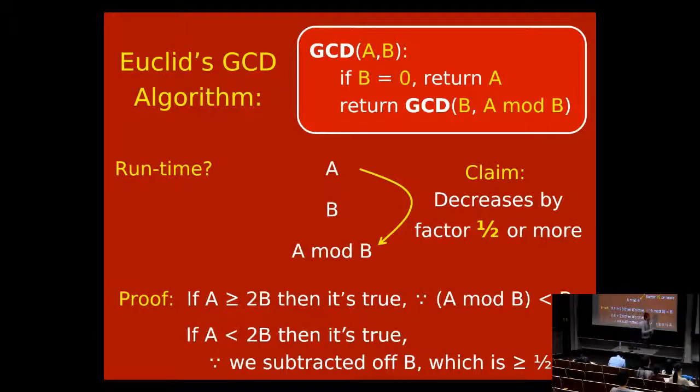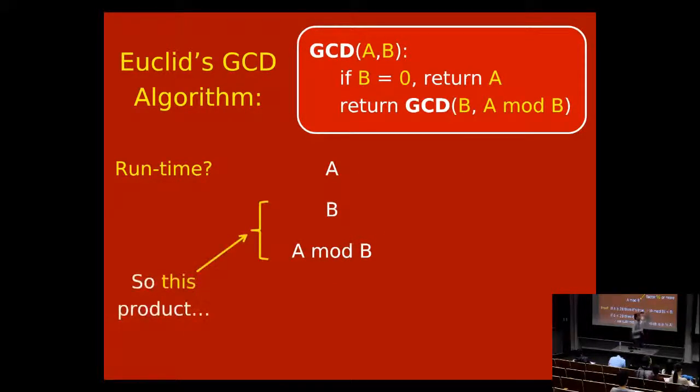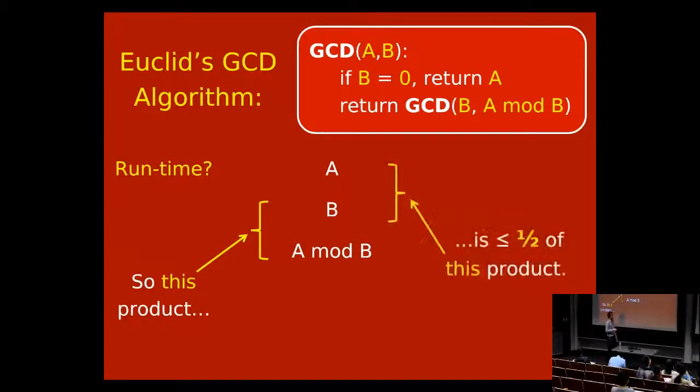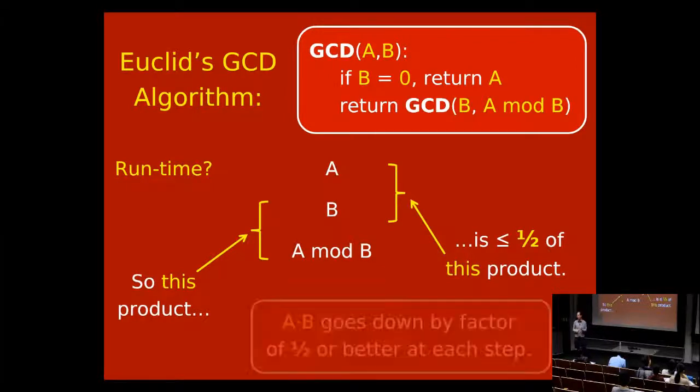So what does that mean? When we go from A and B, in the next iteration, this will be our pair of numbers. This is kind of a cute way to figure things out. This product, this number times this number, is at most half of this number times this number. Because in this product, they both contain the factor of B, so you can ignore that. And we just showed that this one is at most half of this one. So exactly what this is saying is that, as you're going along in this GCD computation, you have 2 numbers, and then you mod 1, and you get 2 new numbers, 2 new numbers, 2 new numbers. The product of those 2 numbers always goes down by a factor of half or better.